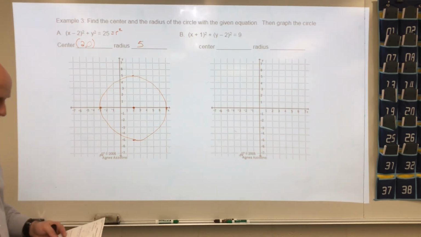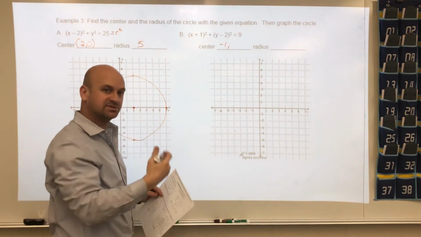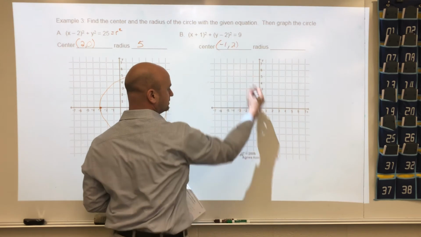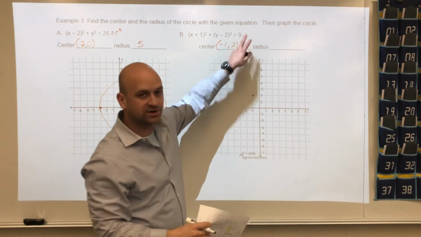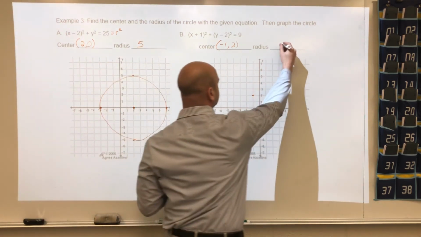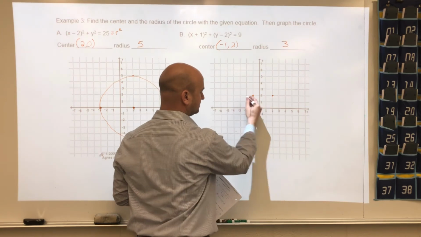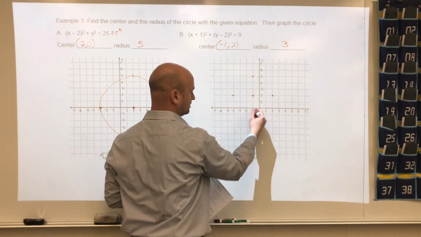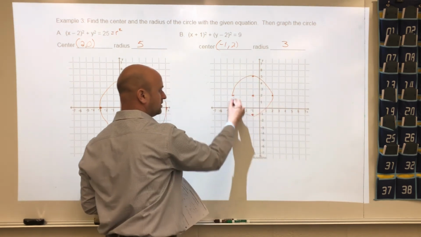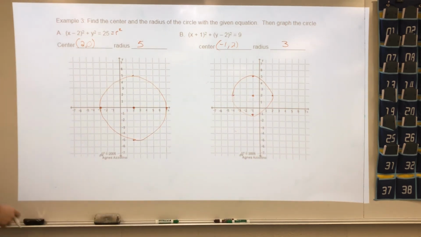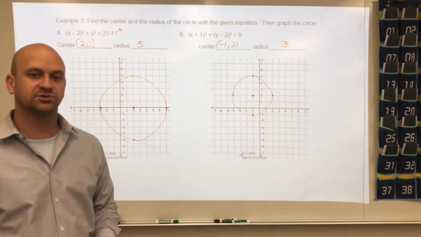All right, if we look at example B, the center is going to be the opposite of that, so that'll be negative 1, and then the opposite of negative 2, which is 2. So we come over here and we have our center. And again, this is the radius squared. So how do we get the radius? We have to square root it. Okay, so from the center point, we go 3 in each direction. Right, we have our 4 points, and now we can draw our circle. And so you see the different types of problems you have using equations of circles.